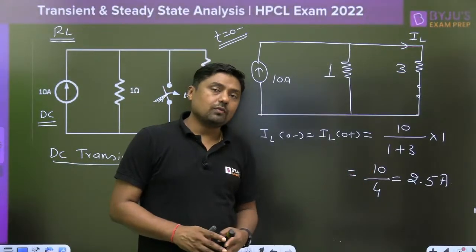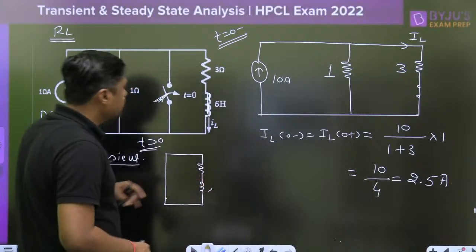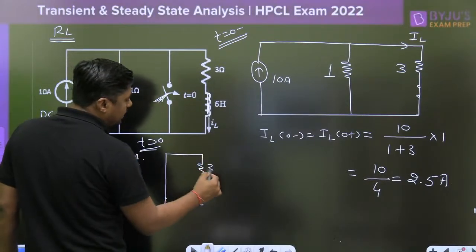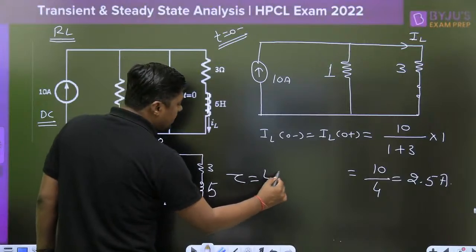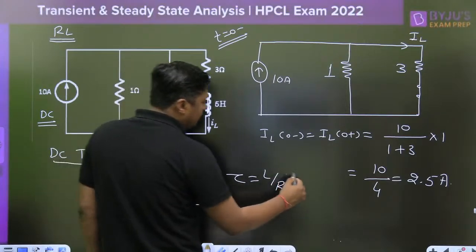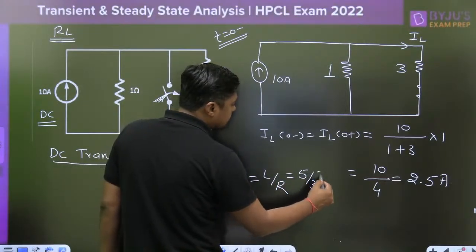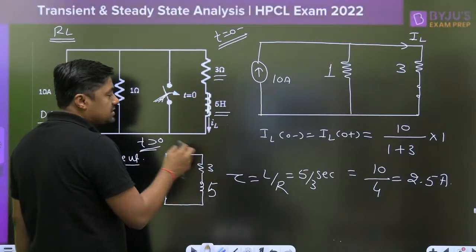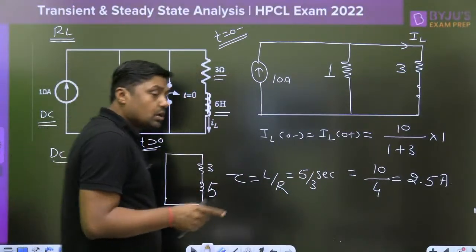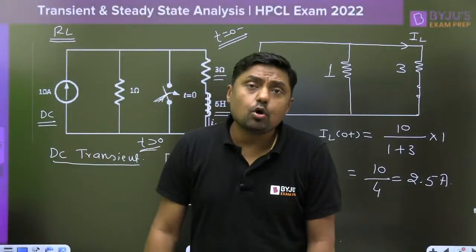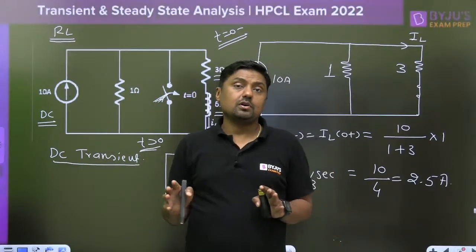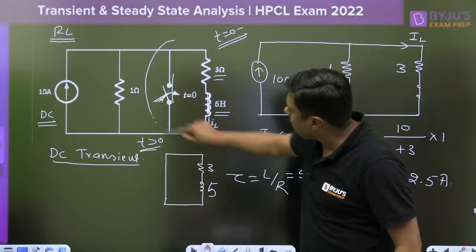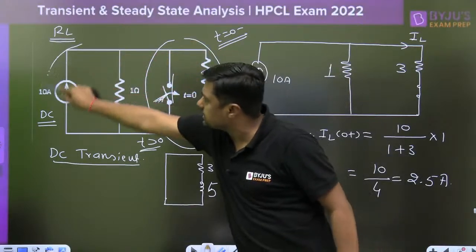Then what will happen? What is the time constant of this circuit? The time constant of this circuit, 5 and 3, always remember the time constant is L by R, and that will become 5 by 3 seconds. Because it is in henry and in ohm, so 5 by 3 second is the time constant. Means we are calculating the time constant for t greater than 0. So for t greater than 0, since the switch is closed, this is the one circuit and that is the other circuit.